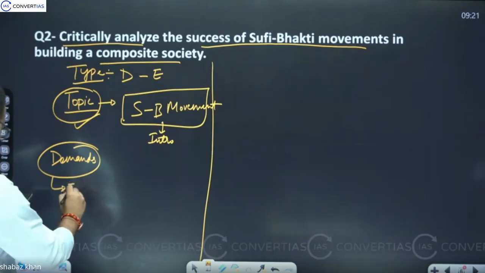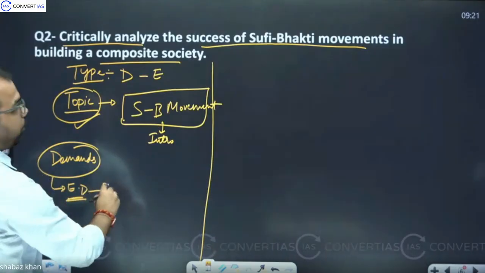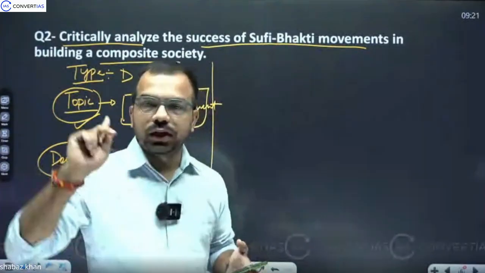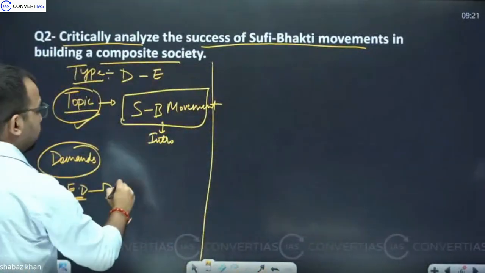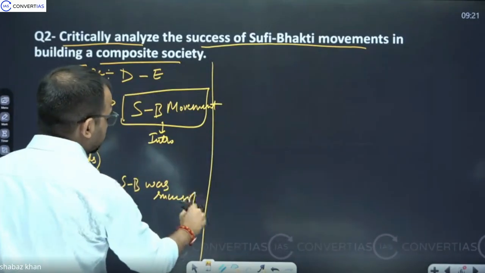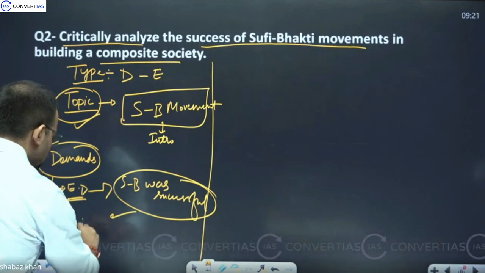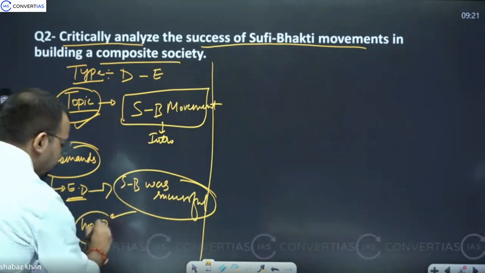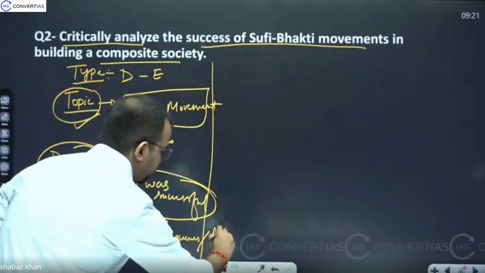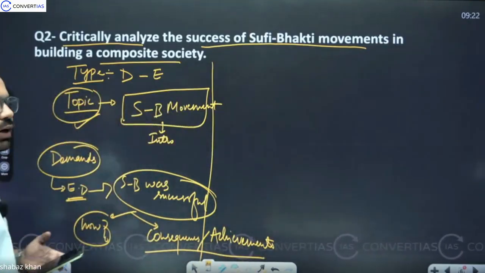What is going to be the explicit demand? Superb. First of all, whatever statement, whatever explicit demand is given in critically analyze, accept it. Yes, Sufi Bhakti movement was successful. Successful how? And what were the consequences? Or you can write achievements, their methods, their features, and how did they lead to the particular achievements.